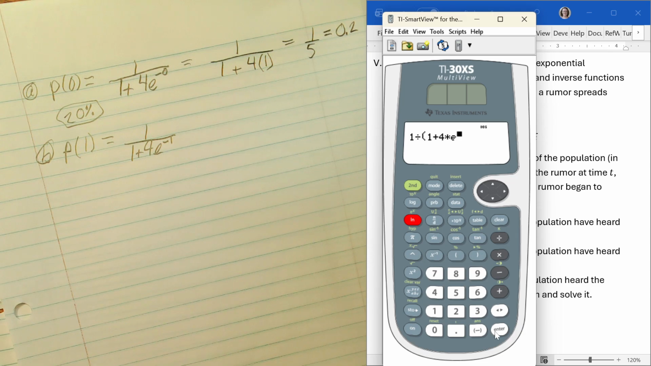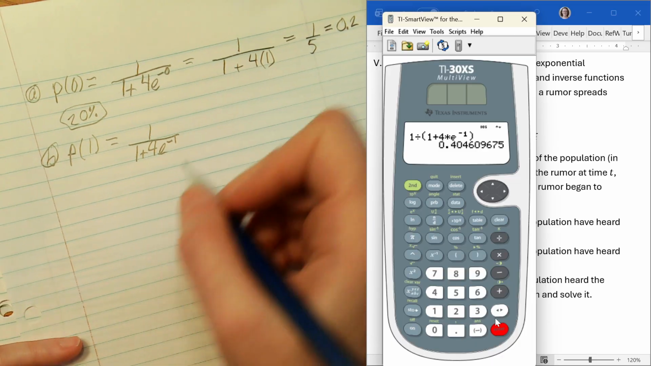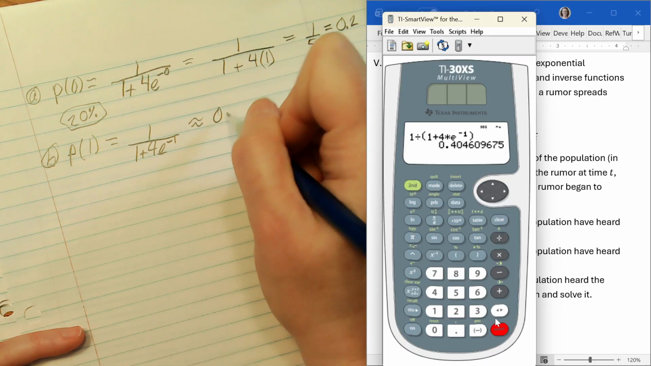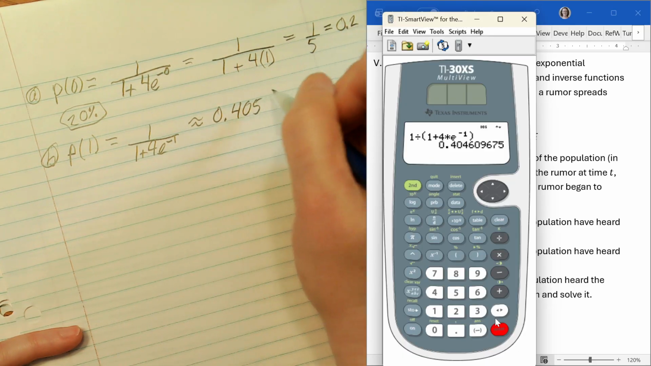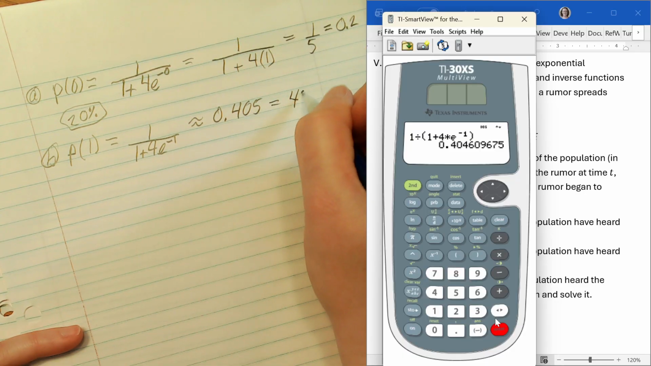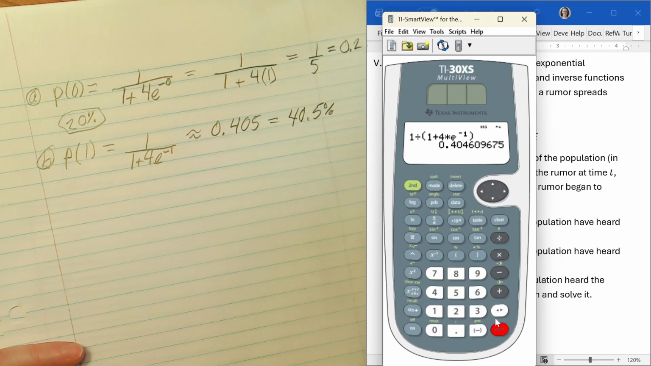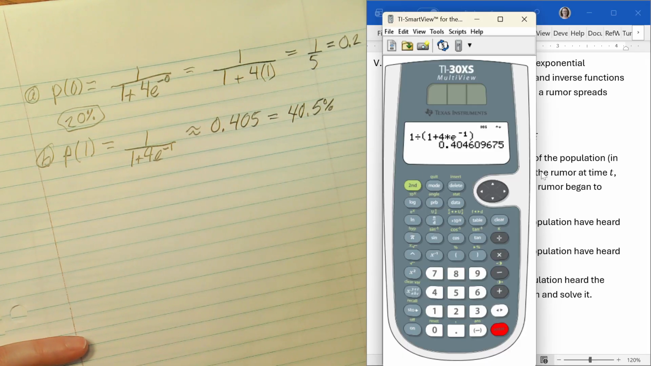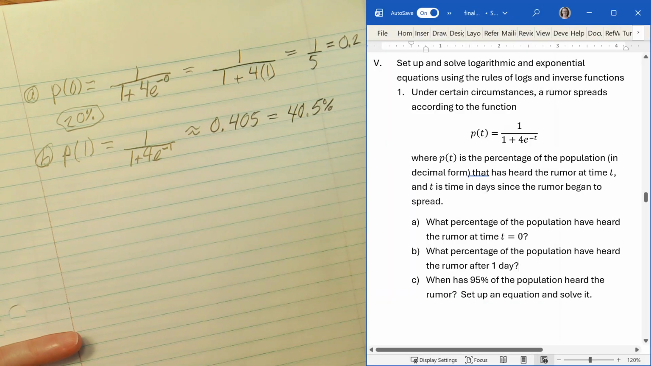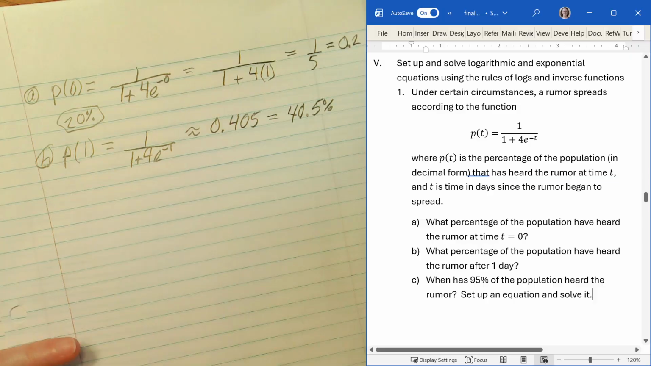And then I'm putting negative 1 in the exponent there, and I'm going to come back down from the exponent and close parentheses. And let's see if that does it. Yes, so 0.405 if I round to 3 digits. So that is 40.5% of the population. So it looks like it roughly doubled after a day. All right, so then for my part C, I want to know, when has 95% of the population heard the rumor?